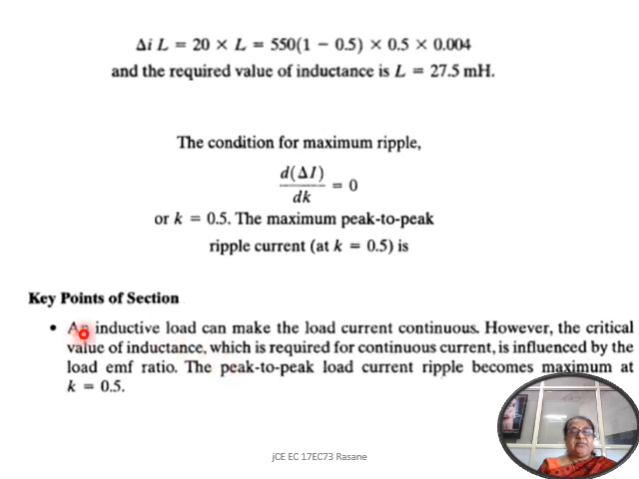So, key points of this section. An inductive load can make the load current continuous. We know that there are two types of currents, continuous and discontinuous load current, and that depends upon the value of the inductor. However, the critical value of inductance which is required for continuous current is also influenced by the load EMF ratio. The peak to peak load current happens when K is equal to 0.5.